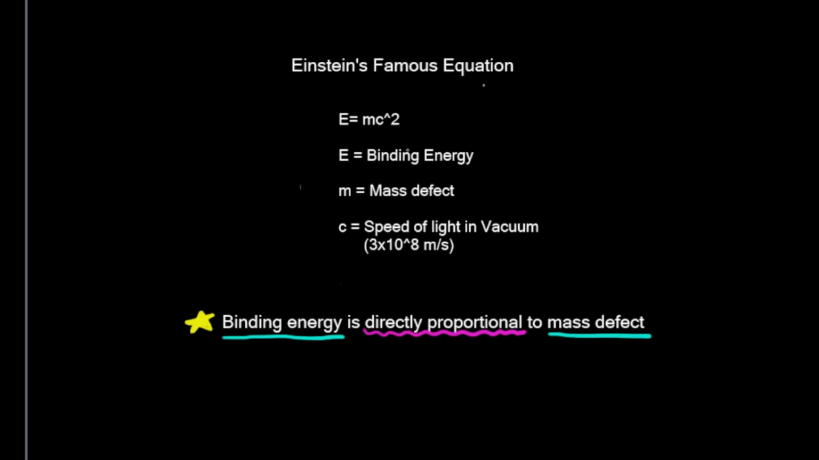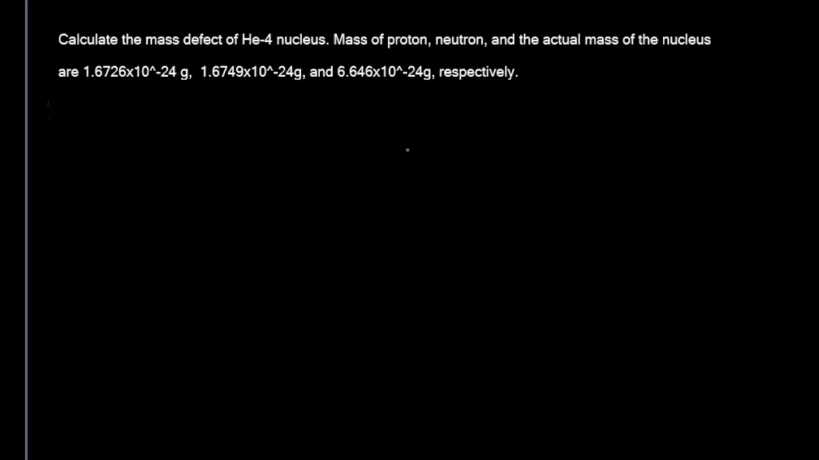Let's go over some practice problems to test our understanding of the concepts that we just learned. Here's the first question. Calculate the mass defect of a helium-4 nucleus. The masses of the proton, neutron, and the actual mass of the nucleus are given. So take a minute, pause this video, work through this problem by yourself, and then come back and see how we answered this question.